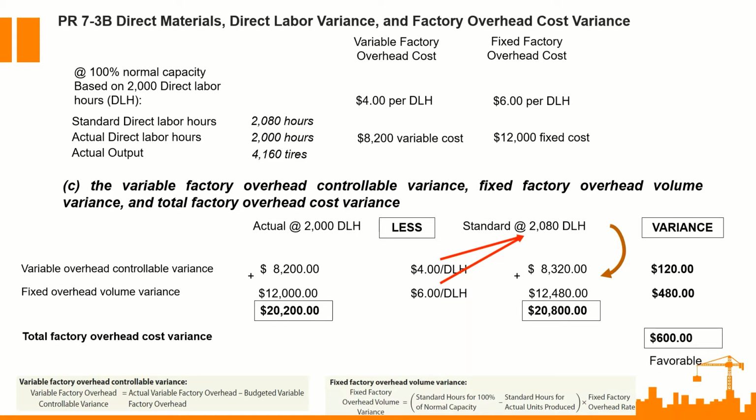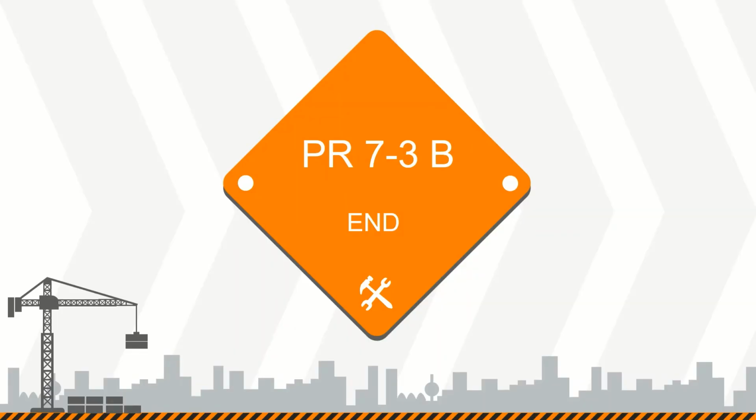So that's one way to solve for the factory overhead cost variance. And that ends problem 7-3B.